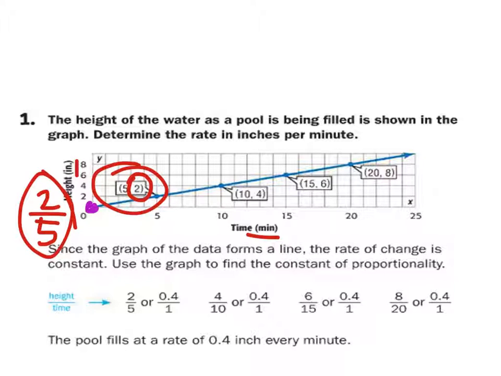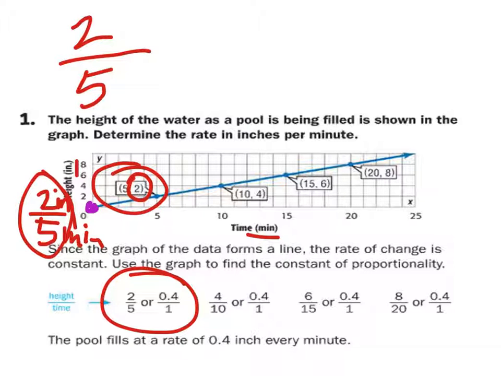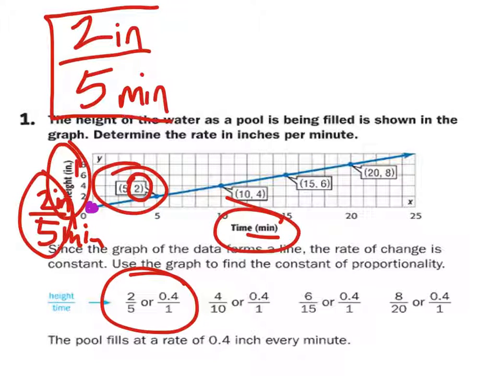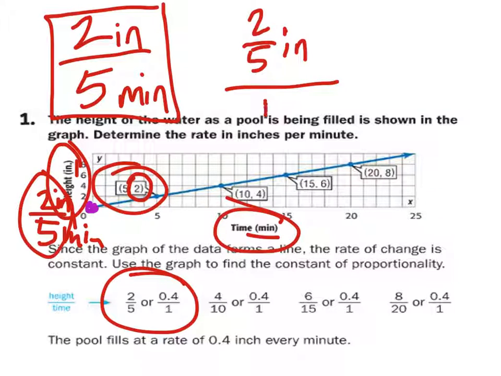There's no need to do any decimals here. It's 2, and it said it was in inches per minute. In addition to that, you can see, so 2 over 5. So 2 is represented by the y. It told you it was in inches. And the x's, it told you was in minutes. So this is our rate. You could also say that it's 2/5 inches per 1 minute if you want a unit rate.